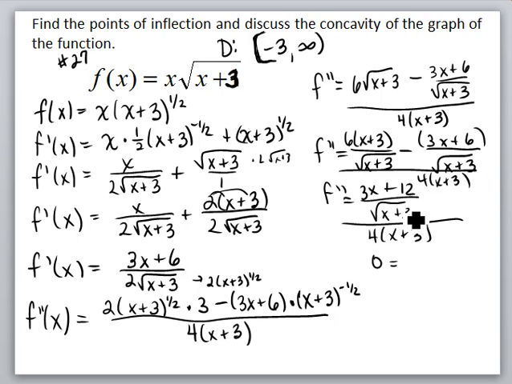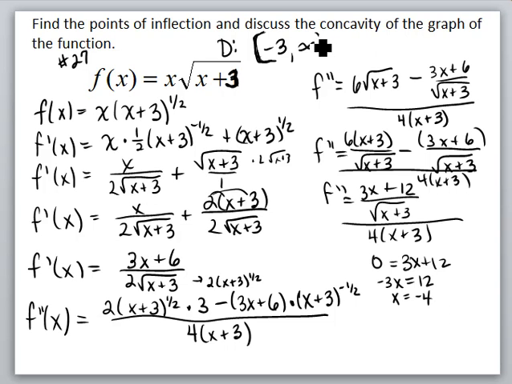But I'm really just concerned where it's going to equal 0. So that would be on the top of this fraction right here only. So I'm going to just take that part and set it equal to 0. And I'll find out that the x value that would give me a 0 would be -4. Well, -4 is not even in my domain, so there are no points of inflection. So this graph simply is concave up or concave down. Remember, it only goes from -3 to infinity, so I can only test this one interval.